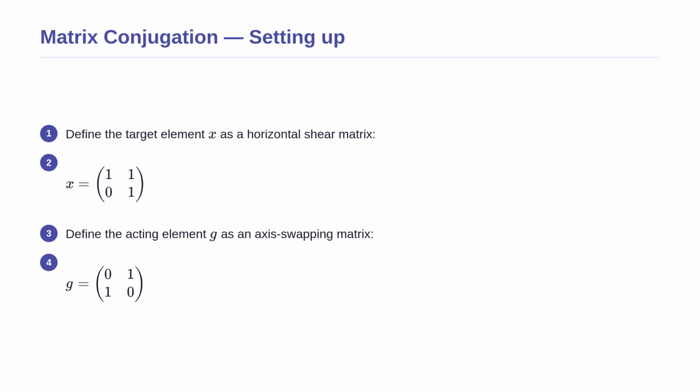To do this, we define our acting element, G, as a matrix that swaps the horizontal and vertical axes. Applying this matrix is exactly like flipping a piece of paper over diagonally. We will use this matrix to change our perspective before and after we apply the stretching action.